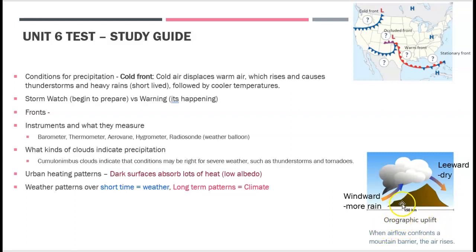Orographic uplift is just the movement of air kind of up over an obstacle. So this upward movement is called orographic uplift. The side of the mountain where the wind hits is called the windward side. The side of the mountain where the wind or the clouds move after they've dropped off that precipitation is called the leeward side. It tends to be the drier side. Those are the main ideas that you need for the Unit 6 exam.